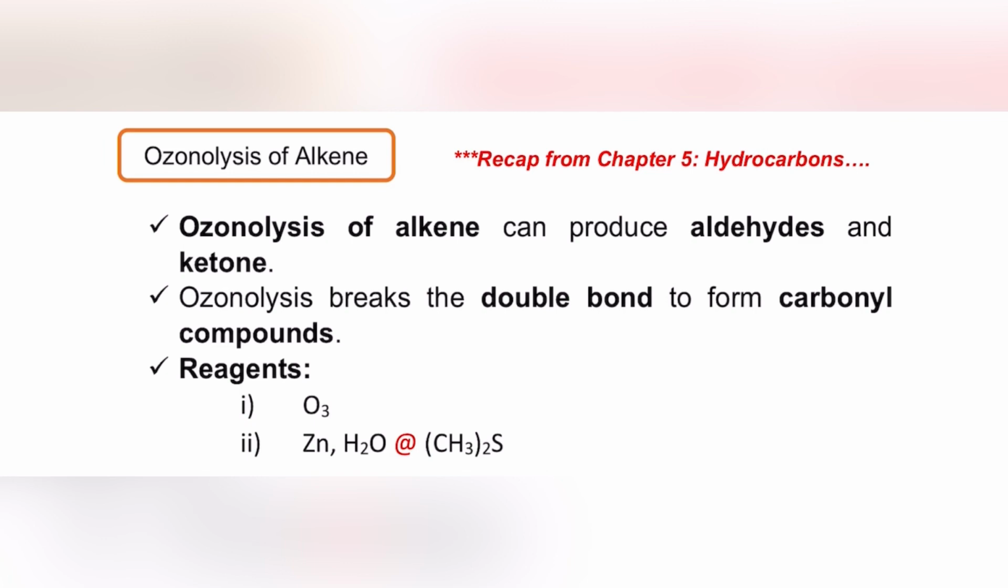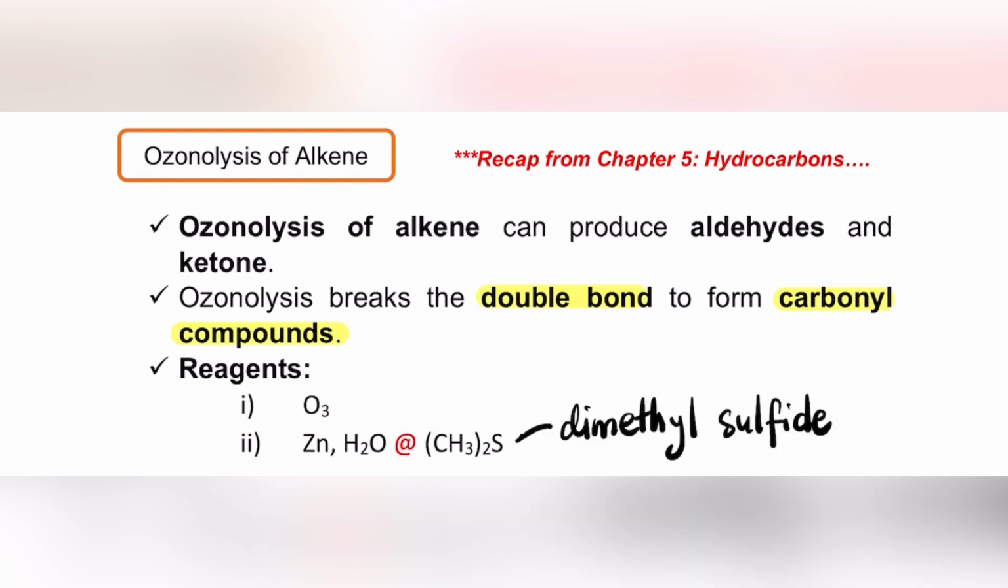So ozonolysis is where you break the double bond, and once you break the double bond, you are going to form a carbonyl compound at the carbon double bond. So the reagents that you have to use are in 2 steps. The first one is ozone, and the second one, either you use zinc with water or dimethyl sulfide. So let's try a few examples.